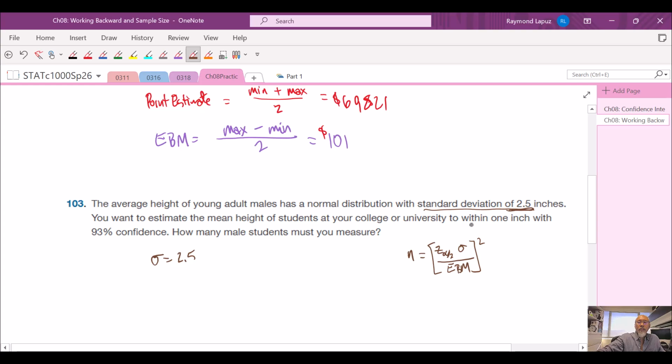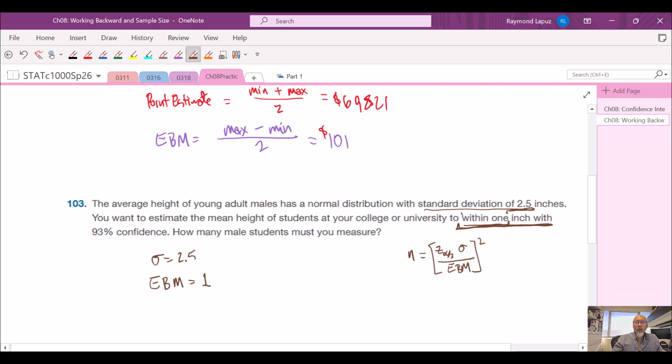The next is this statement that says within 1 inch. So the phrase within, or with an error that's less than, or whatever, those are your key phrases for the error bound. So the error bound for the mean here is going to be 1. It's just the number 1.